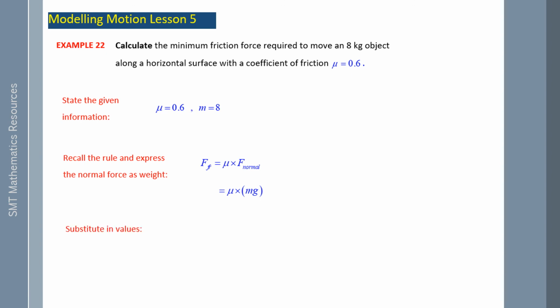the weight, which is mg. So sub in our values, our mu is 0.6, our mass is 8, and gravity is 9.8. Hence, if we evaluate, that frictional force is approximately 47.04 newtons.